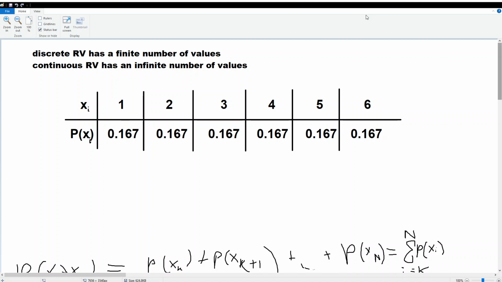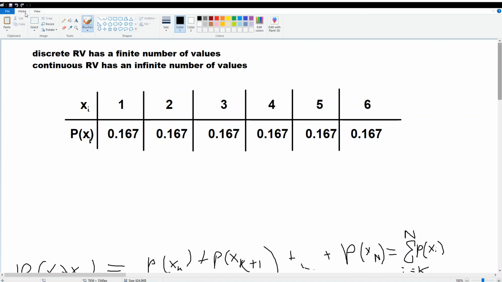We have discrete random variables, RV stands for random variables, and we have continuous random variables. Discrete random variables have a finite number of values, or inputs. Continuous random variables have an infinite number of values, or inputs. So we're going to start with discrete random variables. Those are a little bit easier to understand. So here, what I have is called a discrete probability distribution table. Our first row has our possible outcomes, and our second row has the probabilities of those outcomes occurring.